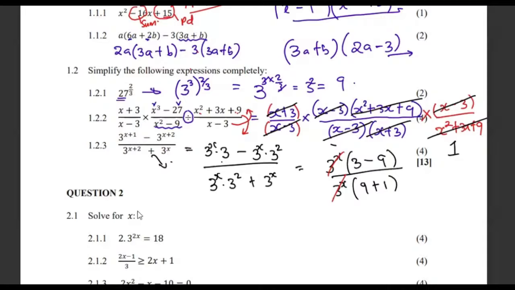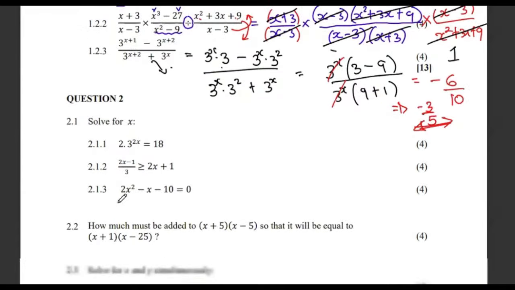What is 3 minus 9? It's going to be a negative 6. 9 plus 1 is going to be a 10. Simplify this by looking for what is common. So it's a negative 3 over 5. So this becomes our final answer.